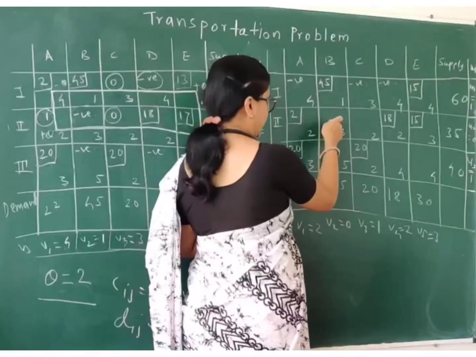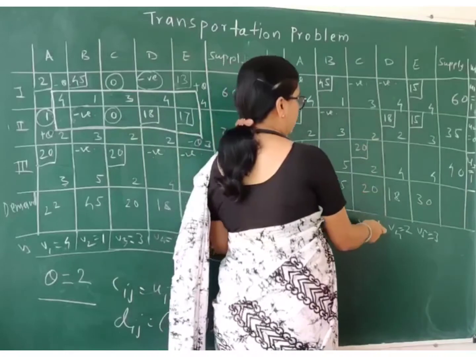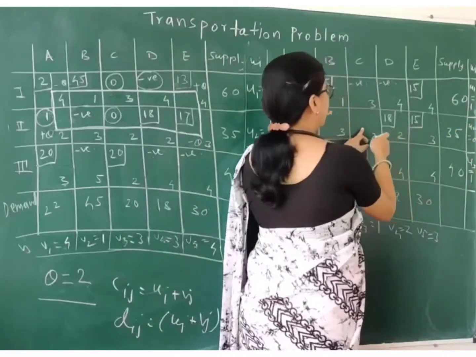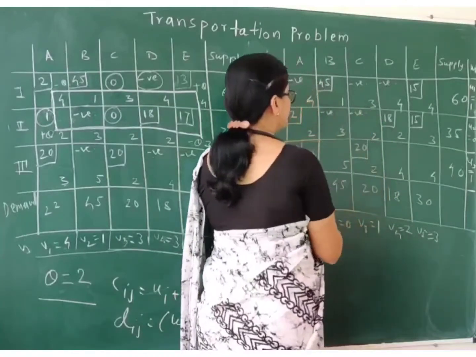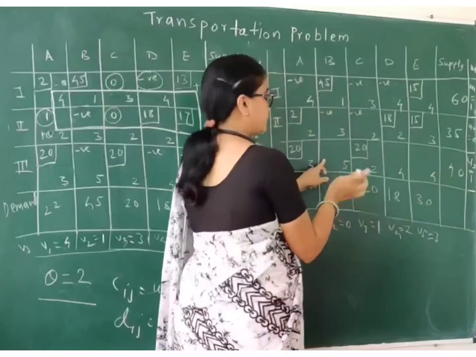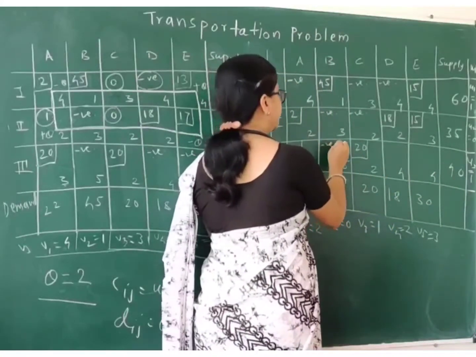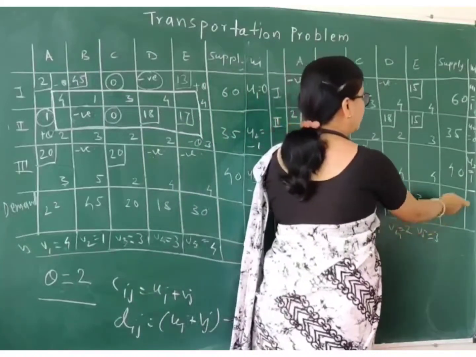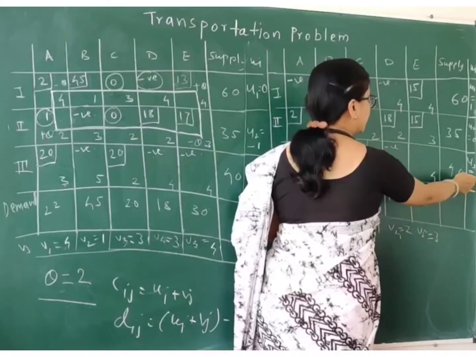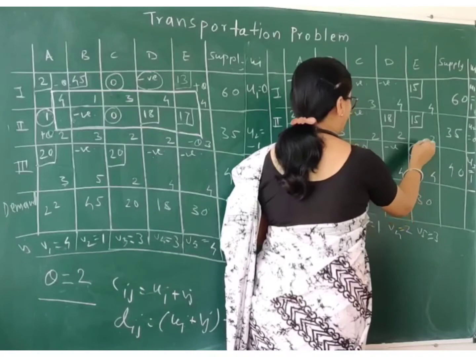Then for this unoccupied cell, the value is 0 plus 0, 0, minus 3, so negative. Then I have 1 plus 0, that means 1, 1 minus 2, this is negative. Over here we have 0 plus 1, I have 1, 1 minus 5, it is negative. Over here I have 2 plus 1, 3, 3 minus 4, it is negative. Then we have 3 plus 1, 4, 4 minus 4, the value is 0 over here.